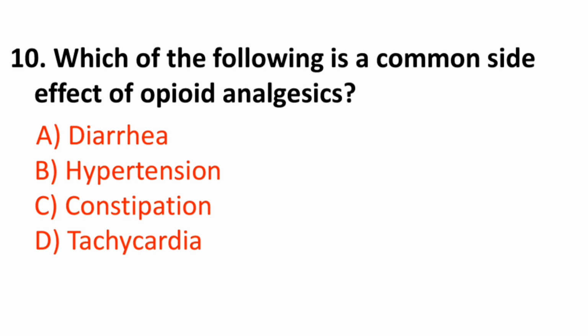Which of the following is a common side effect of opioid analgesics? Option A, diarrhea. Option B, hypertension. Option C, constipation. Option D, tachycardia.